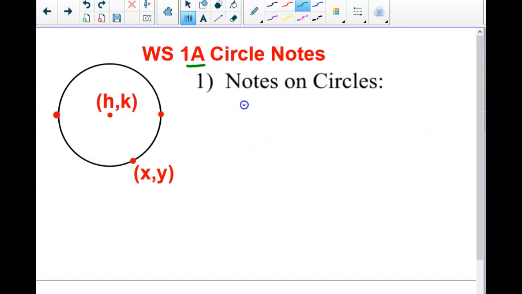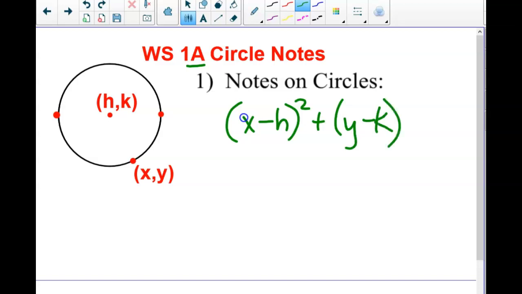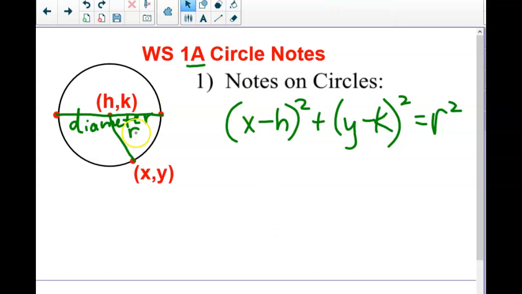So again, the formula is (x minus h) squared plus (y minus k) squared equals r squared. And a radius goes from the center to any point on the circle. And what is it called if it goes all the way across, guys? Through the center, both endpoints on, it's called a diameter. I didn't write that D in a very good spot. I'll just write here the whole word. Everybody okay? Diameter, it's all the way across. And the radius is from the center to any point on the circle.